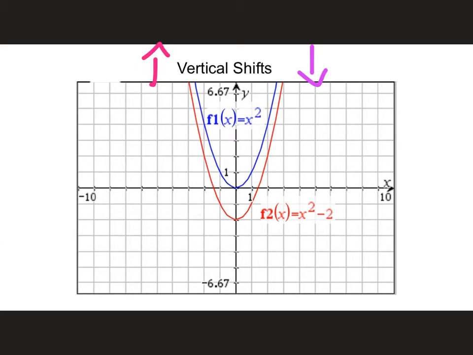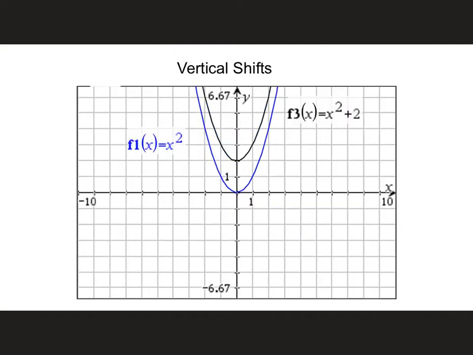So if we started with the blue graph, in order to become the red graph, we went down 2 units. And if we look at the equation, we have a minus 2, but this time it's not connected to the x. It would be considered outside the parentheses, if you will.